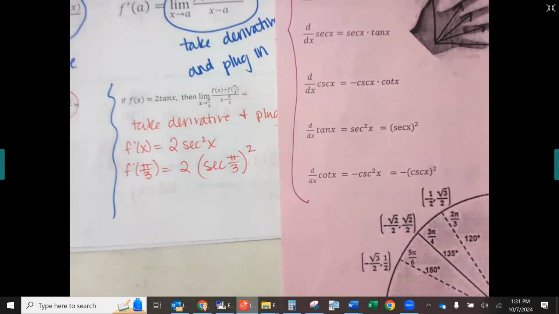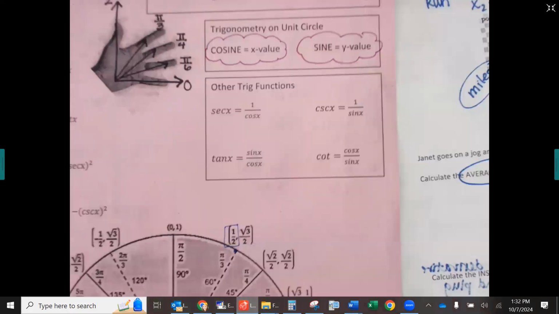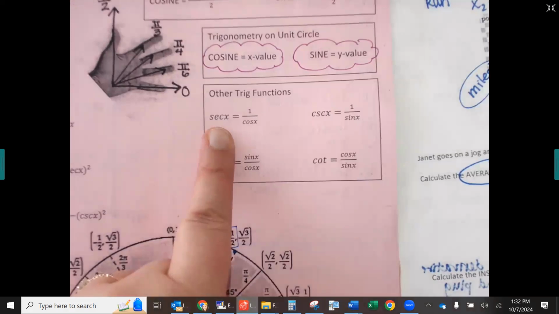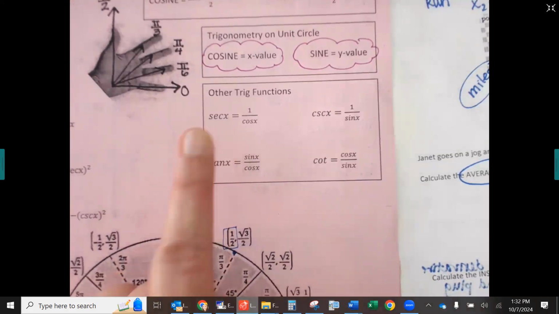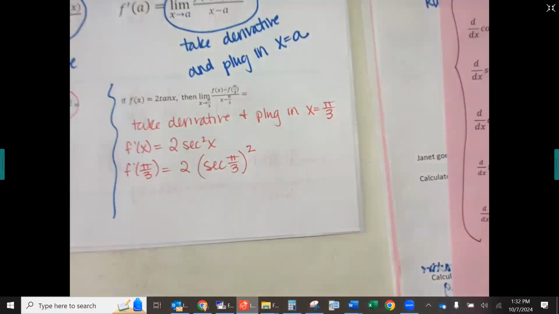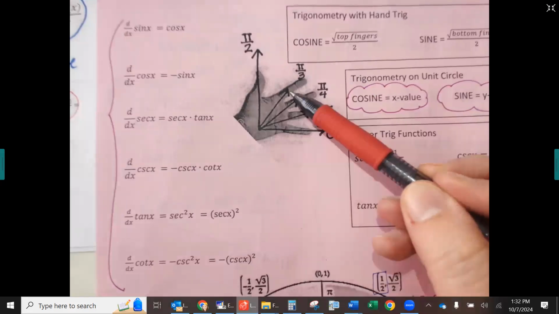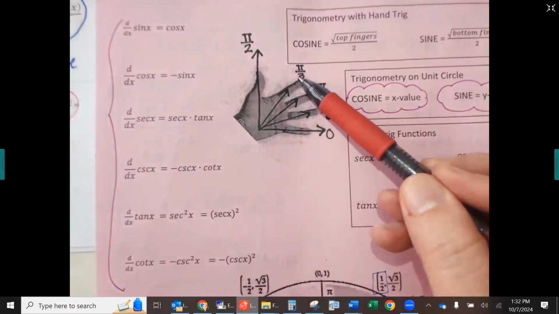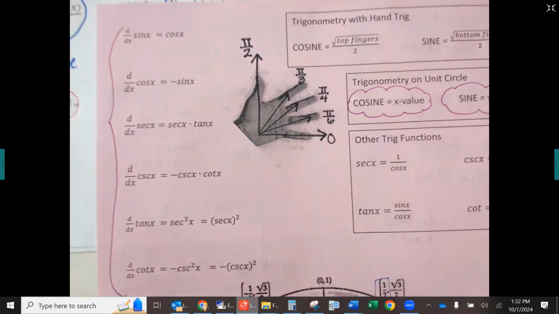Okay, now look on your pink sheet over here to the side. Secant is which function flipped? Cosine flipped. So I'm going to find cosine and then flip it. So go to pi thirds on your hand. You have your little fingers here. Okay, pi thirds is here. Cosine's your top fingers. How many do you have? So it's 1/2. Now flip it. 2 over 1. Very good.